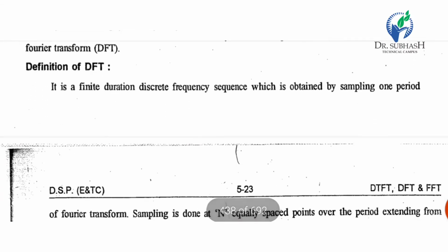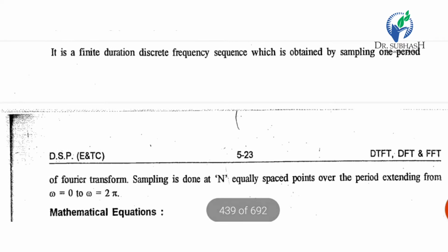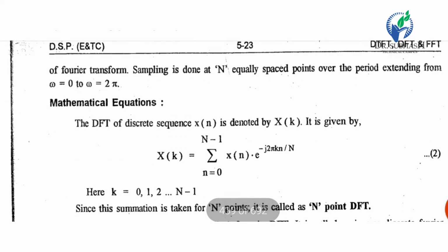The definition of DFT: it is a finite duration discrete frequency sequence which is obtained by sampling one period of the Fourier transform. Sampling is done at N equally spaced points over the period extending from omega equal to 0 to 2 pi.